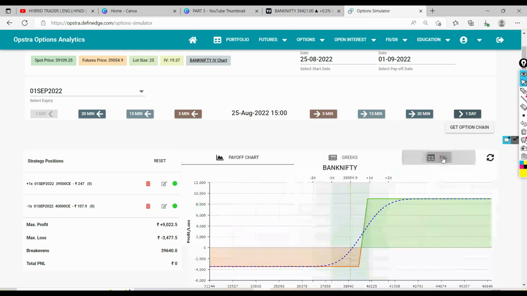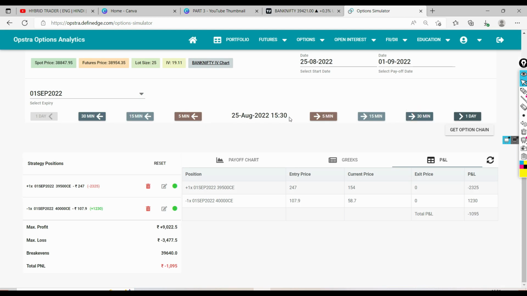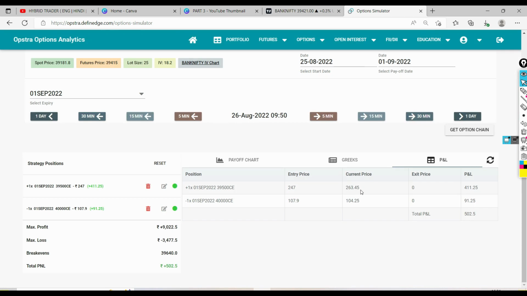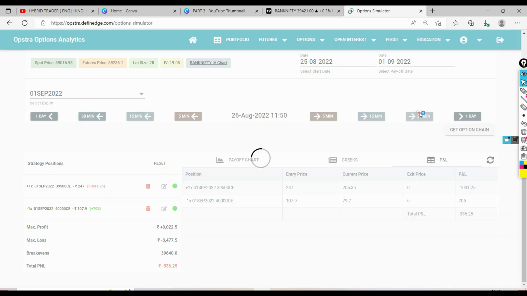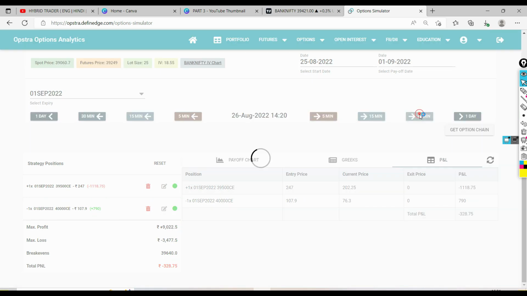I'll take you to the profit and loss. So this 247 should become 130, that's it. I'll take you to the next day, after the 25th. The criteria is not met until this becomes 130, or 140, or 120. Now this has not become that. We are at a loss, but this has not become 130. Just keep an eye on this; until this becomes 130, I'll not do any adjustment.